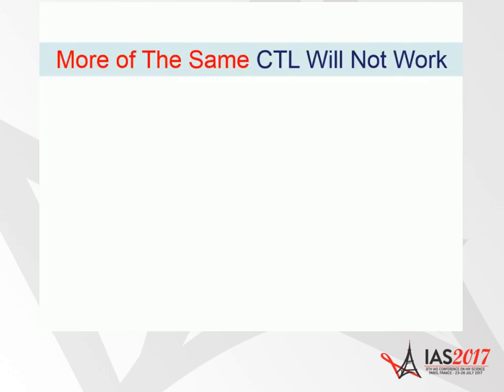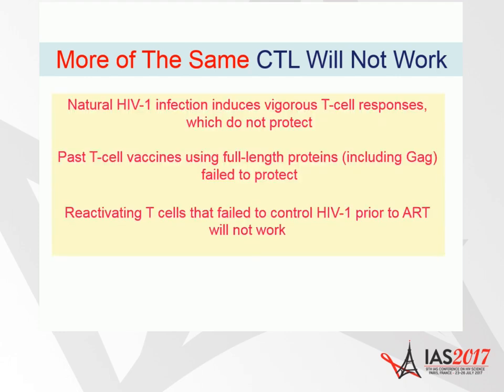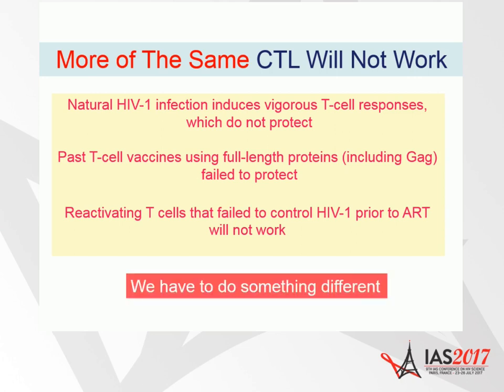So what seems to be clear, at least to us, is that more of the same CTL is not going to work. So natural infection induces vigorous T cell response, which doesn't protect. Past T cell vaccines using full-length proteins, including Gag, the most conserved and promising, failed to protect. Just reactivating T cells that fail to control HIV prior to antiretroviral treatment is not going to work, because HIV has already escaped these T cells. So we have to do something different.